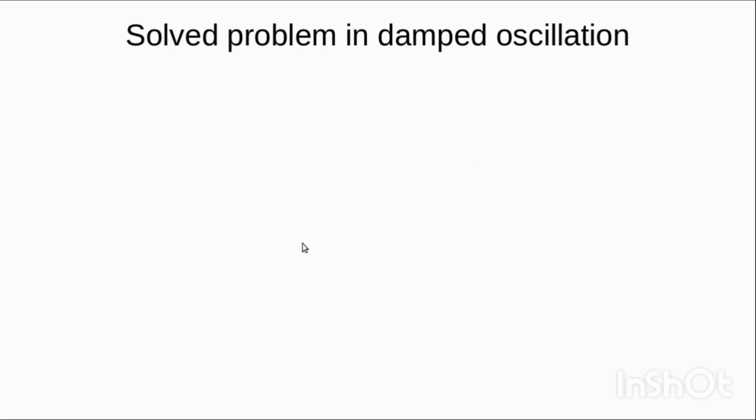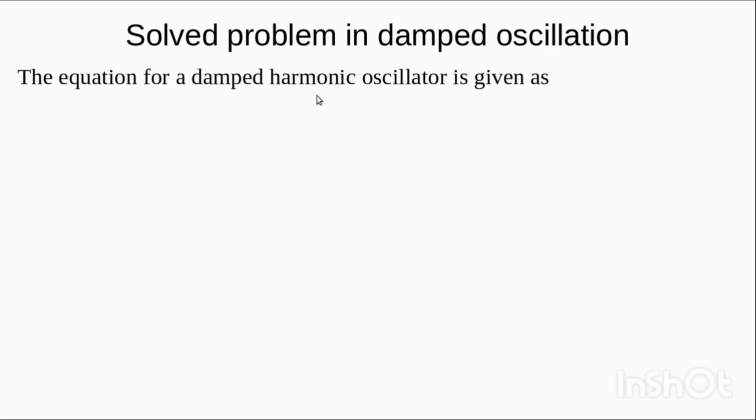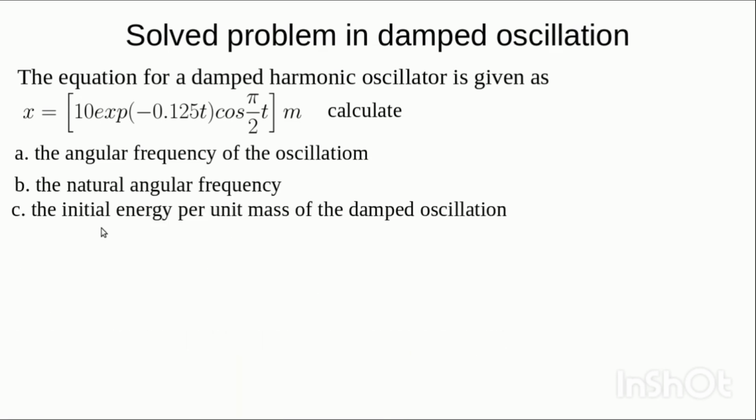So the problem we are going to be solving is given in the form of a statement. The equation for a damped harmonic oscillation is given as this expression. We're asked to calculate A, the angular frequency of the oscillation, B, the natural angular frequency, C, the initial energy per unit mass of the damped oscillation, then D, what is the nature of the oscillation?